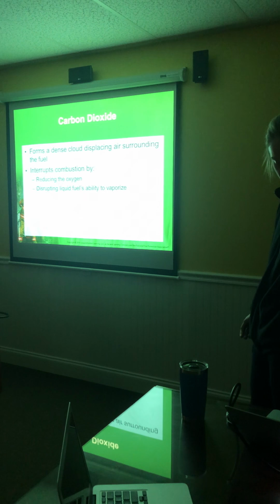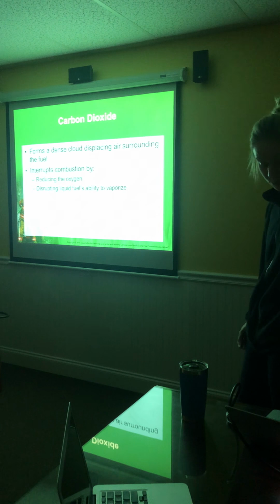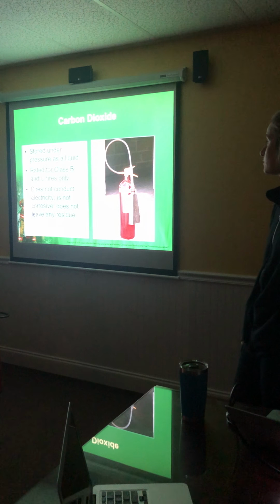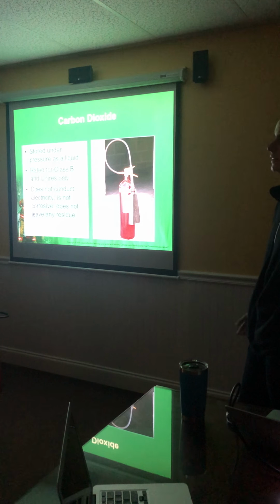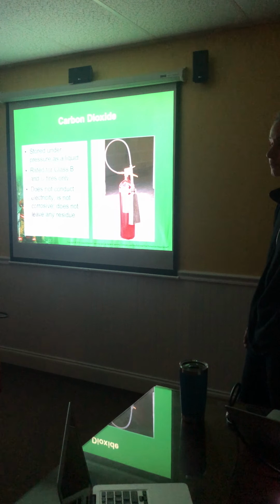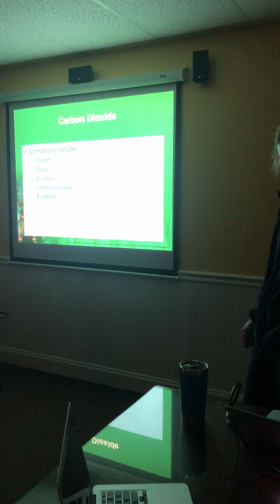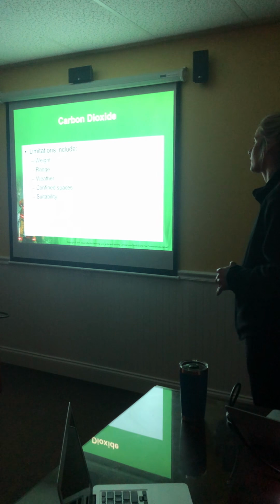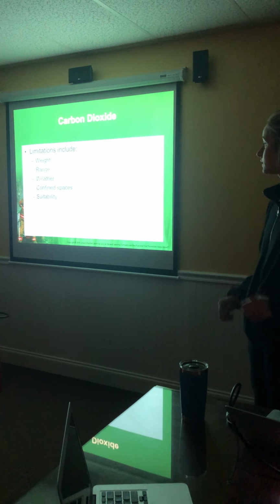Carbon dioxide forms a dense cloud displacing air around the fuel. Basically it just interrupts the combustion by reducing the oxygen and disrupting liquid fuel's ability to vaporize. Carbon dioxide is stored under pressure as a liquid. It's rated for Class B and C fires only. It does not conduct electricity, it's not corrosive, and does not leave any residue. Its limitations include weight, range, weather, confined spaces, and suitability.